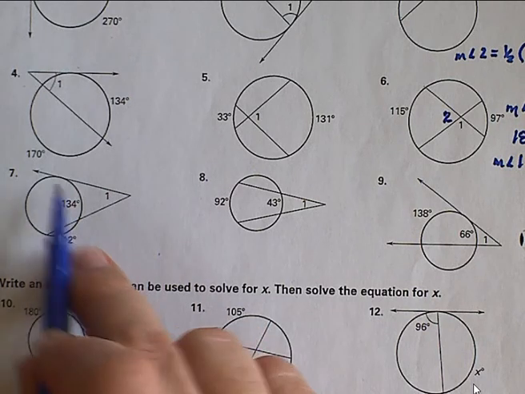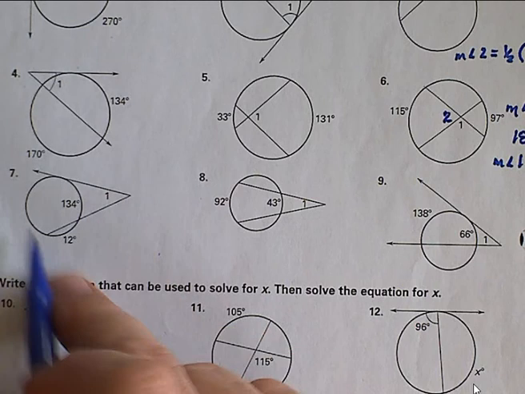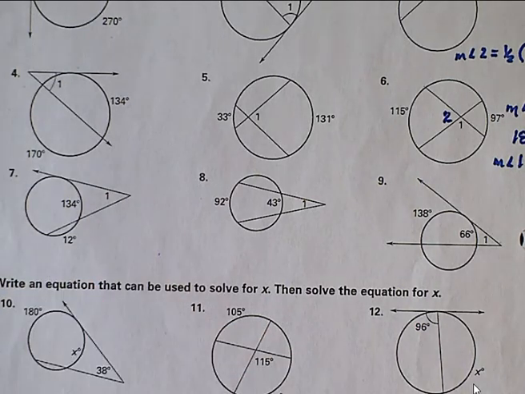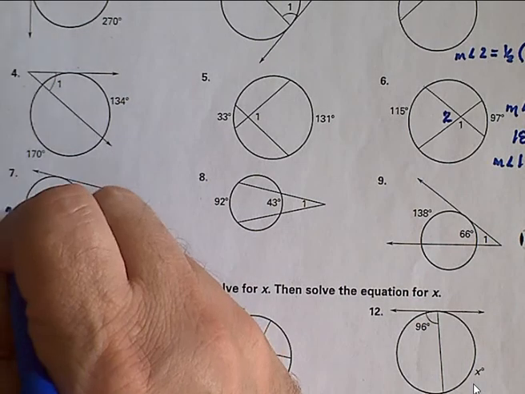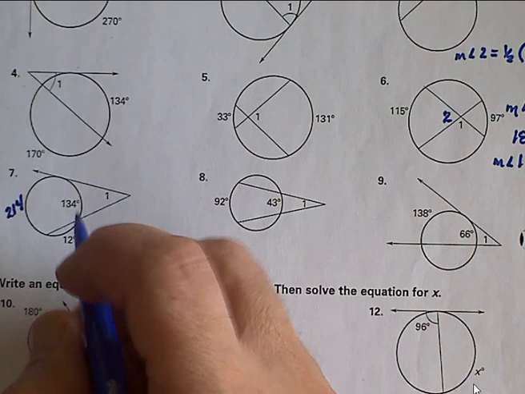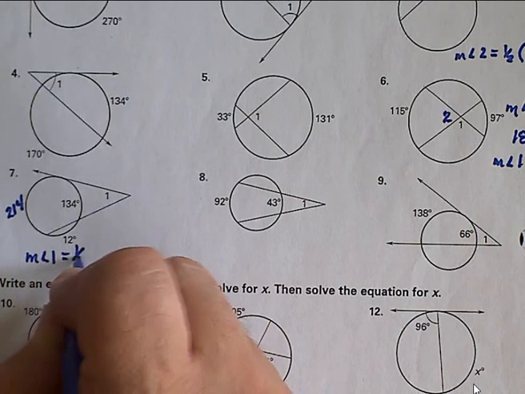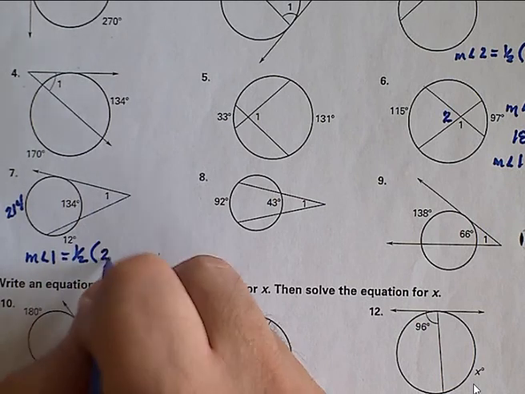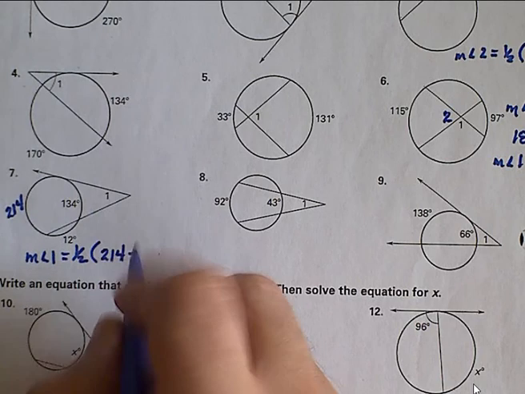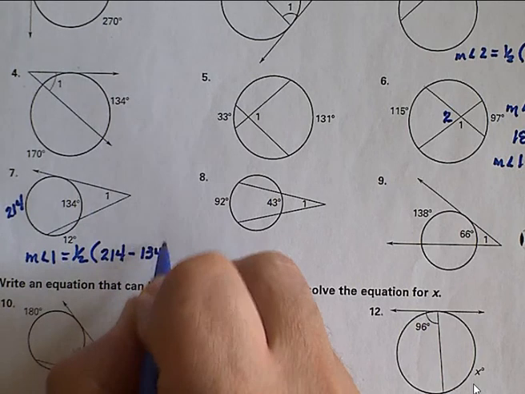I know that all 3 must add to 360. So if you take 360 minus 134 minus 12, this has to be 214 degrees. So now I can say, based on that, that the measure of angle 1 equals 1/2 the outer arc, which is 214, minus the inner arc, which is 134.